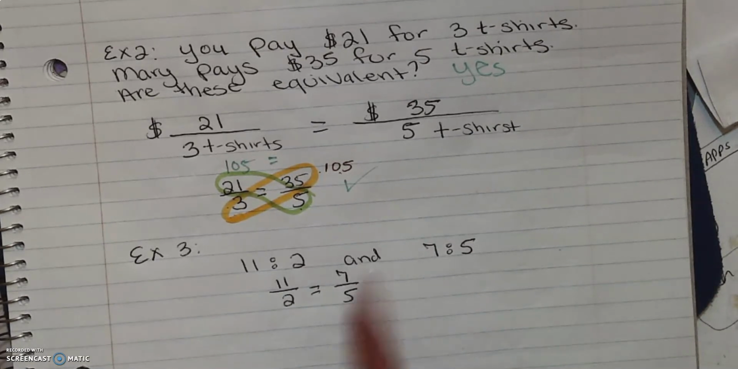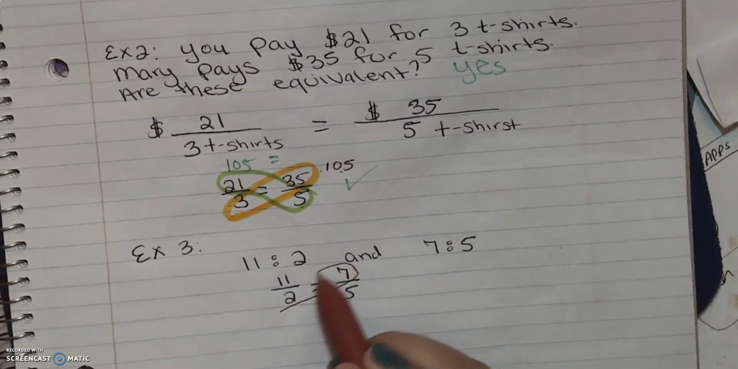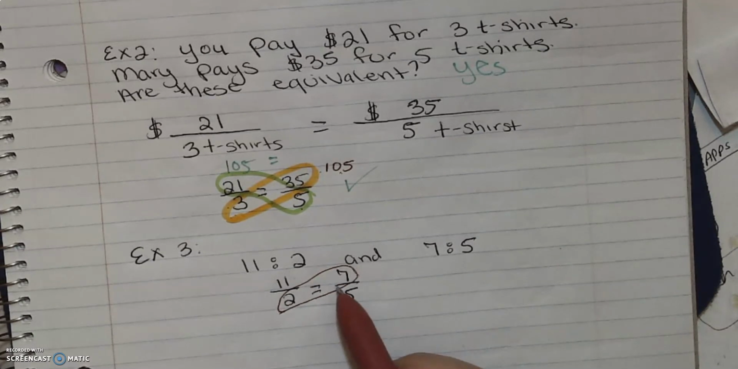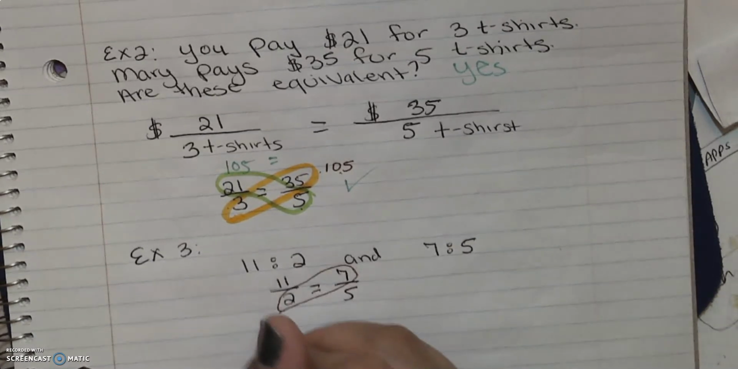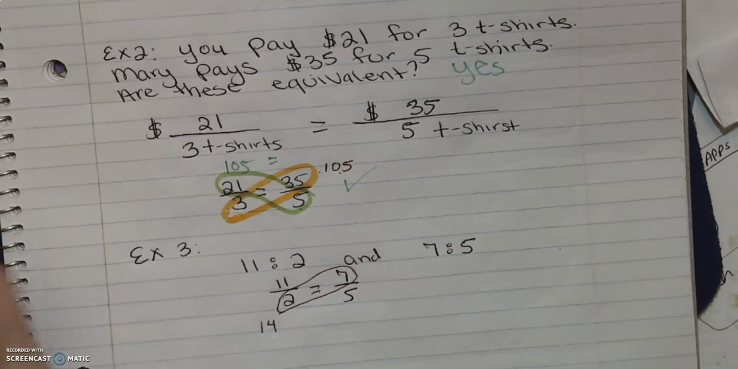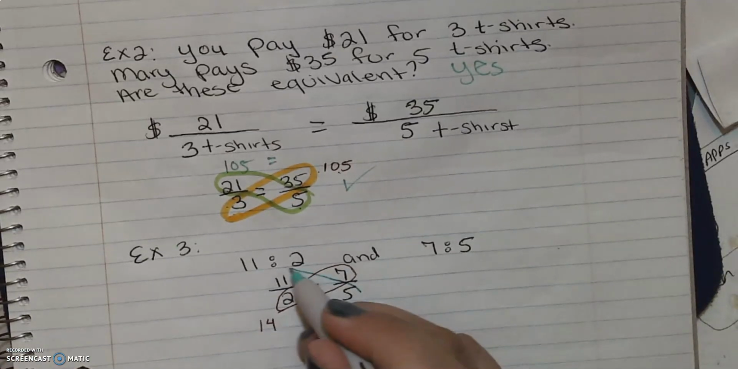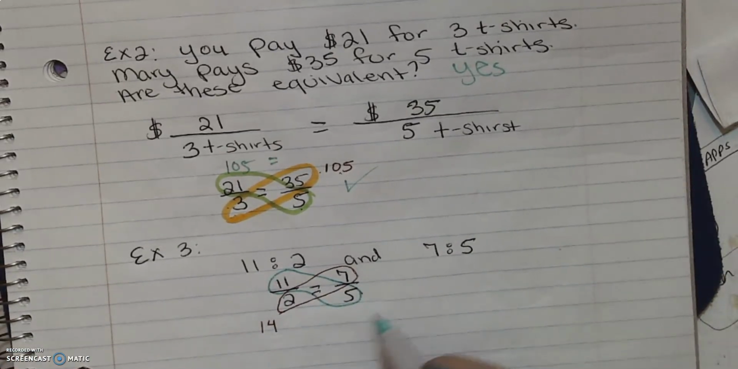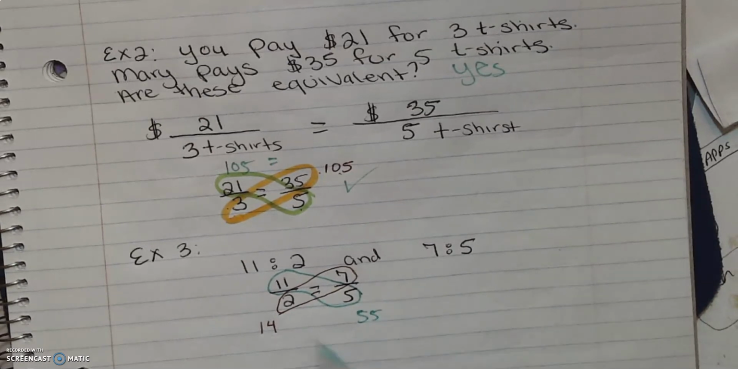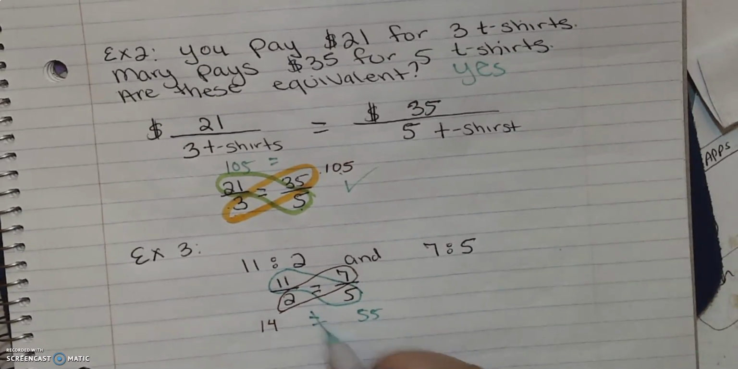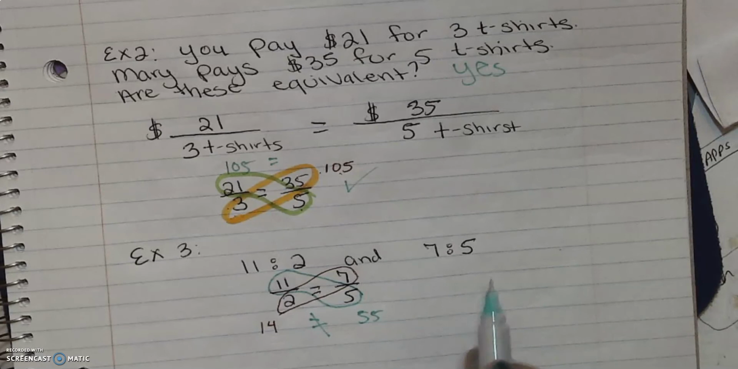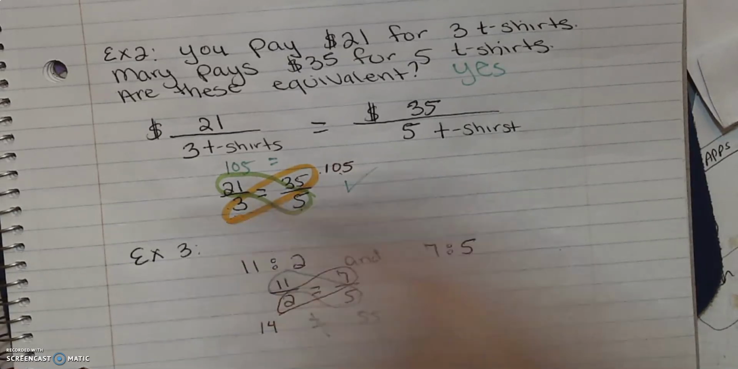Do your butterfly method. Here we go. 2 times 7 or 7 times 2, what is that? That's 14. But then you also have 11 times 5. 11 times 5, that's 55. Are these equivalent? No. So you could also see it that way.